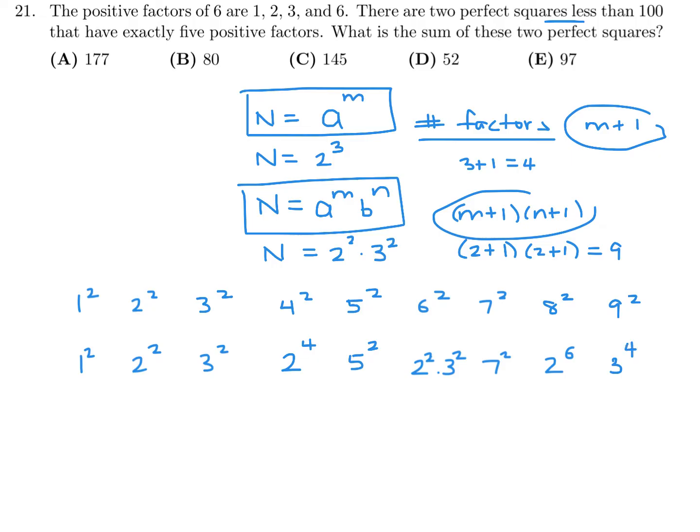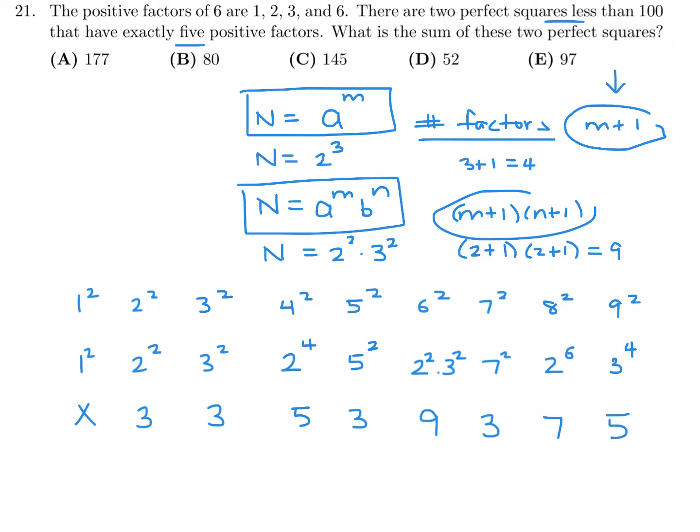Okay, so now we have to figure out which ones have 5 positive factors. This one doesn't have 5. This one has, using this system here, 3 factors, right? Yeah, 3 factors. This one will have 3. This one will have 5. This one will have 3. This one will have 2 plus 1 times 2 plus 1, so 3 times 3, 9. This one will have 3, 7, and 5.